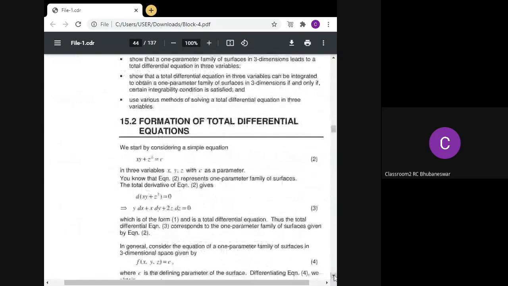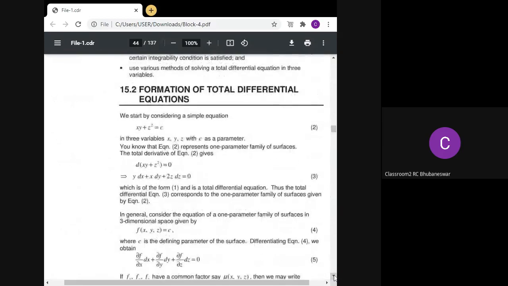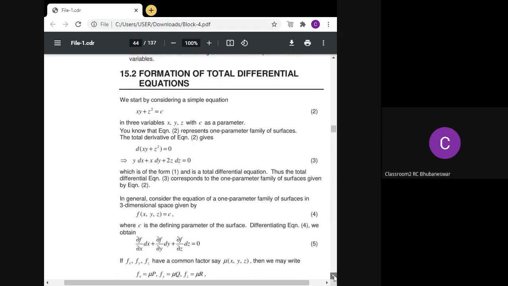So this is the formal definition. Formation of the total differential equation: from a given equation of a curve, we can form a total differential equation, but the condition is that it is possible to represent the given curve in total derivative form. So let us see the general prospect that has been discussed here.